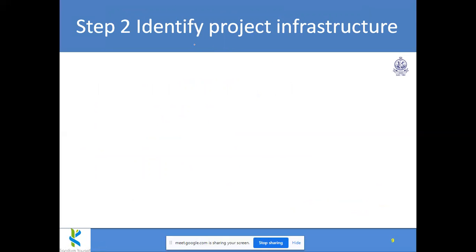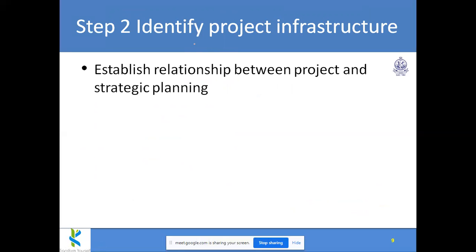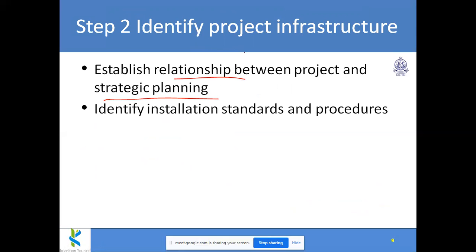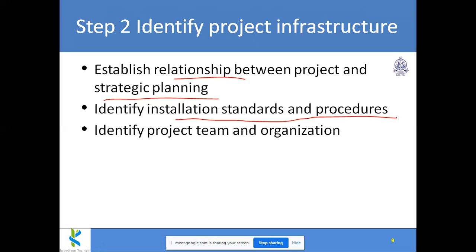Then we can identify the project infrastructure. So we have to establish the relationship between the project and the strategic planning. That is to be done as part of establishing the infrastructure. Then identify the installation standards and procedures. Everything should be drafted. And we have to identify the project team and the organization, like where exactly we are going to establish this project.